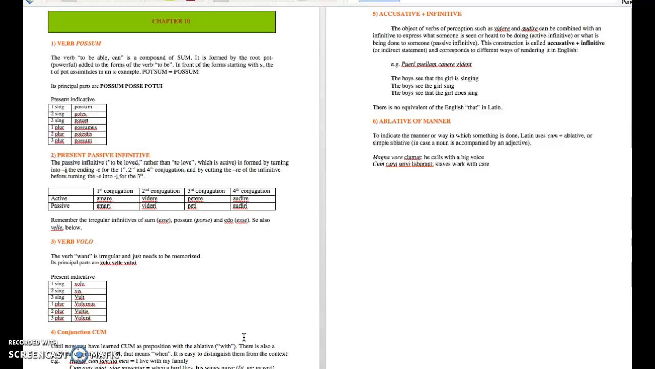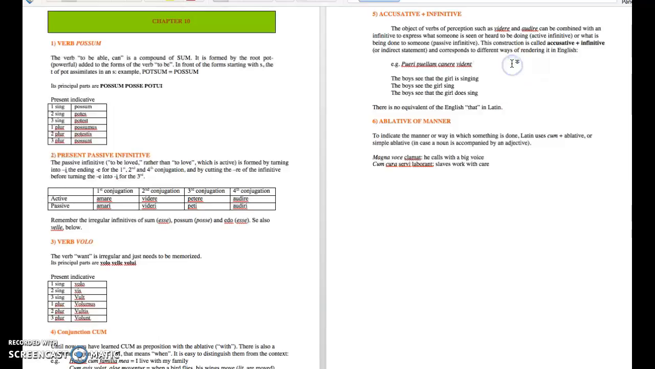In this chapter, you also study the conjunction cum. You have studied for the moment the preposition cum. Cum plus ablative means with. Okay, so habito cum familia mea, I live with my family. When the cum is not a preposition but a conjunction, so when it is not followed by an ablative, instead it means when and introduces a temporal clause. Okay?